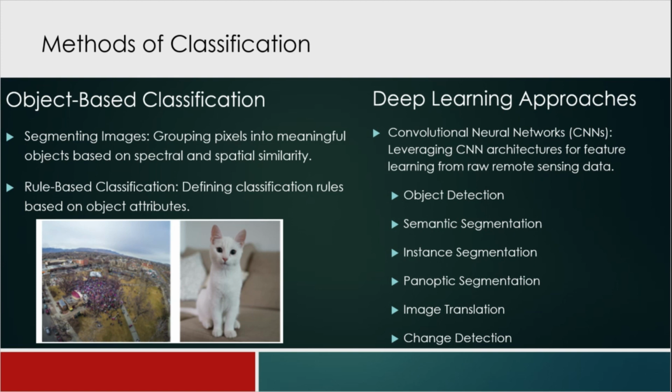So there are many computer vision tasks that can be accomplished with deep learning neural networks. Esri has developed tools that allow you to perform image classification, object detection, semantic segmentation, and instance segmentation.